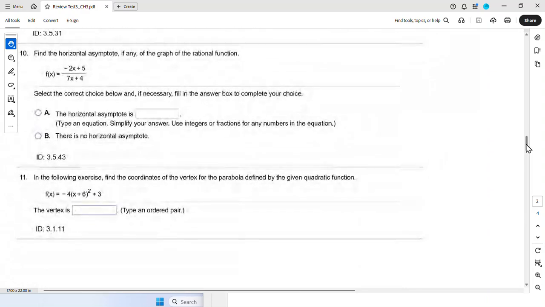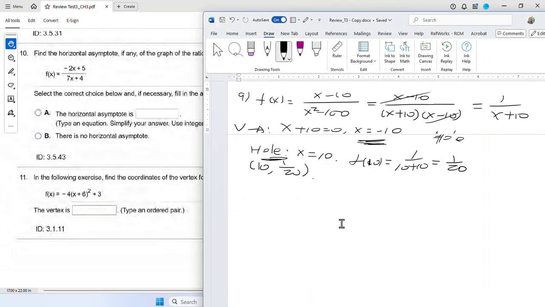Okay, number 10 here, we just want to find a horizontal asymptote. It should be very straightforward. Since you have the same degree here, y will be just a over b, where a and b are the coefficients, so -2 over 7. So y equals -2 over 7 is the horizontal asymptote. Okay, so that is pretty straightforward in here.